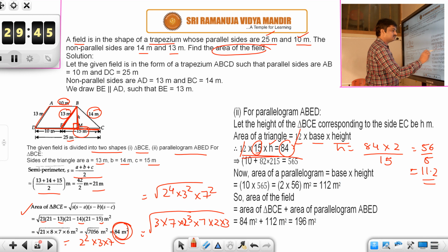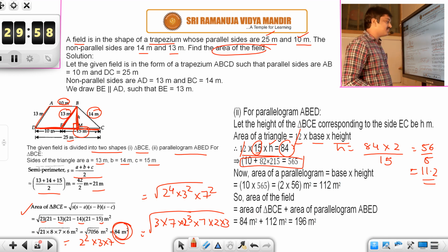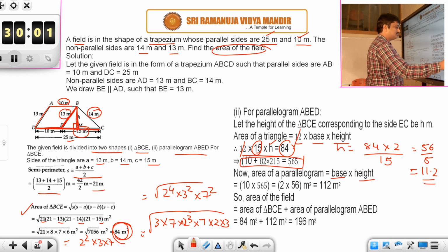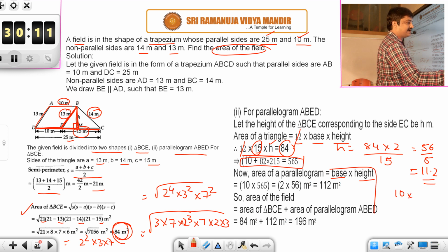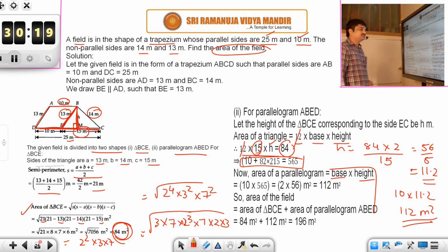There is a mistake in this, please ignore this. Once you get the height, you know the height and you know the base. Base is 10. So what is the area of the parallelogram? The area of a parallelogram is given by base into height. Base is 10 and height is 11.2. If you multiply this, you will get 112 meter square.